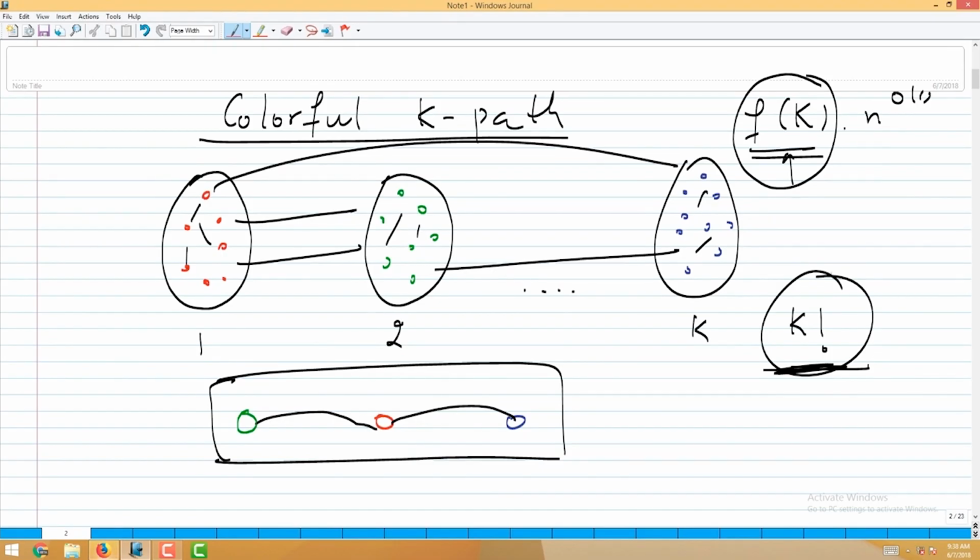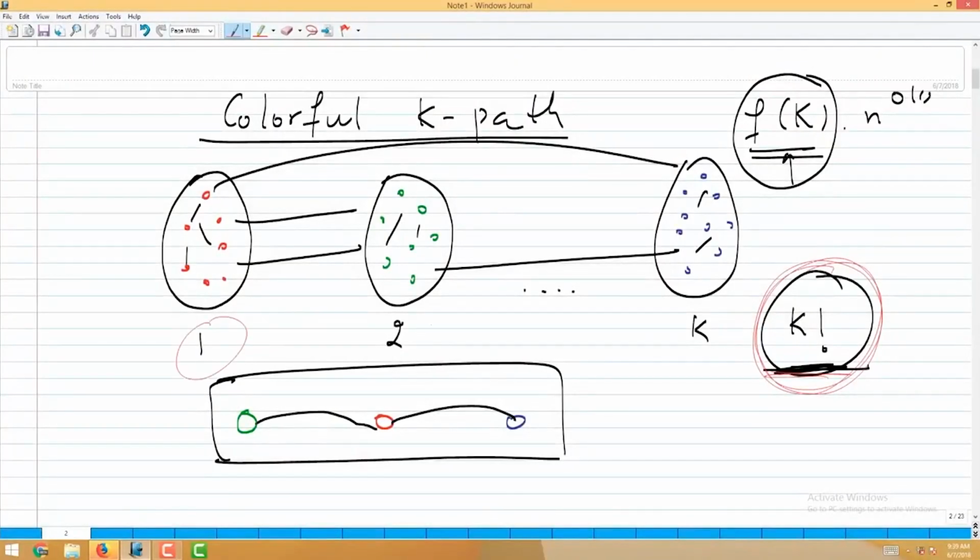To find such a path, we said let us guess the order in which the colors of the colorful path that we are looking for appear. Let us guess in what order the colors appear in that path. So we did k factorial guesses. For each such guess, what was a guess? A guess just corresponded to a permutation of these colors.